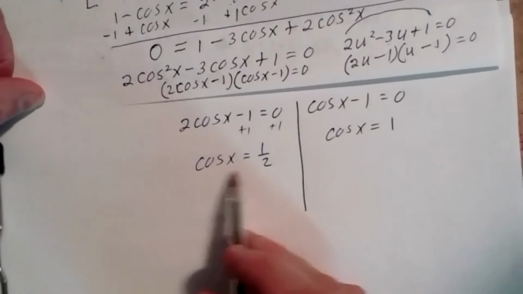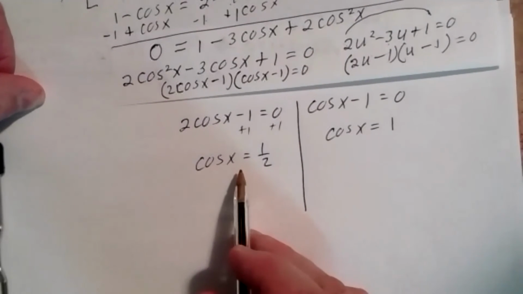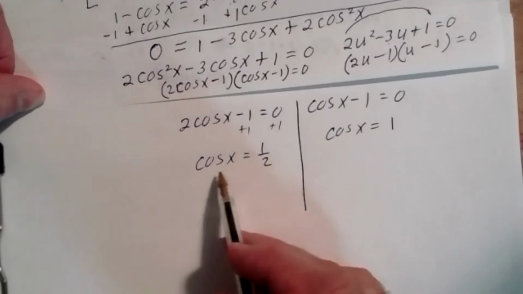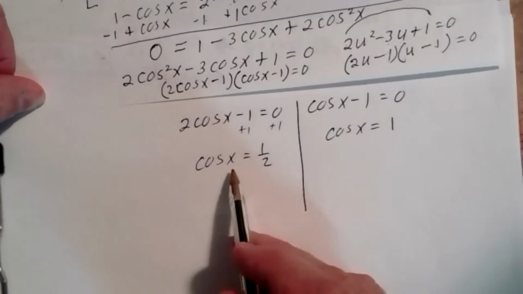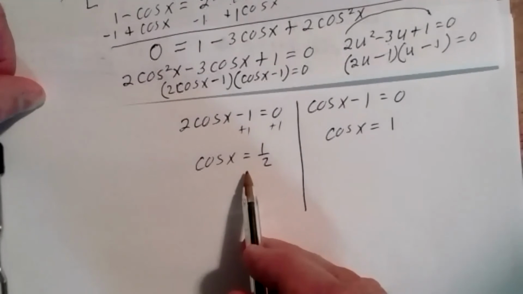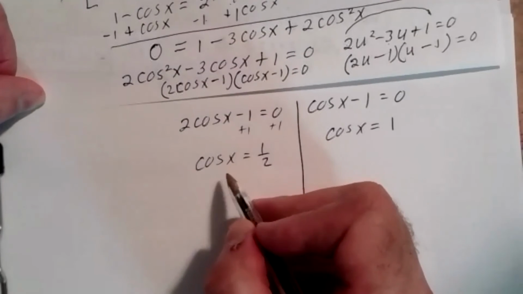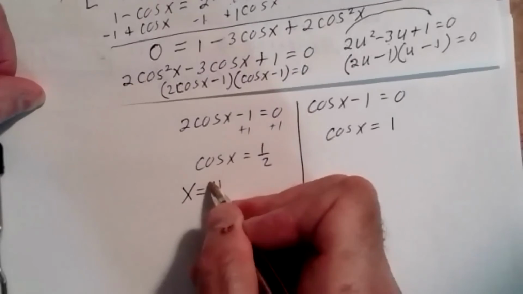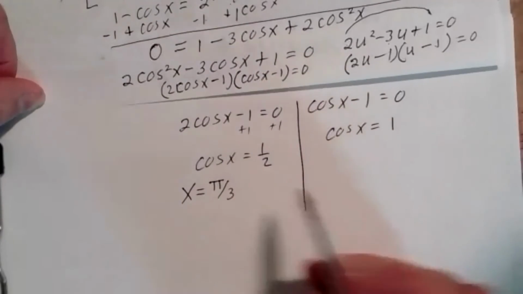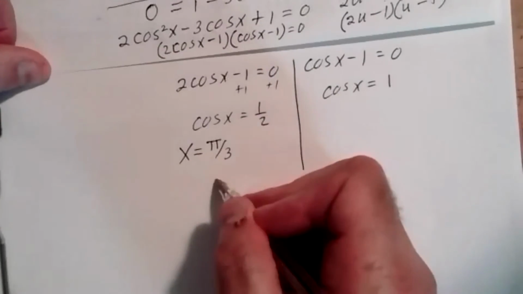Ladies and gentlemen, the cosine of what first or fourth quadrant angle gives me positive 1/2? The cosine of what angle in general gives you 1/2? Think of the 30, 60, 90 triangle. 60. You're saying the cosine of 60 degrees. All right. But it has to be in radians. So 60 degrees is pi thirds. We also need our fourth quadrant answer.